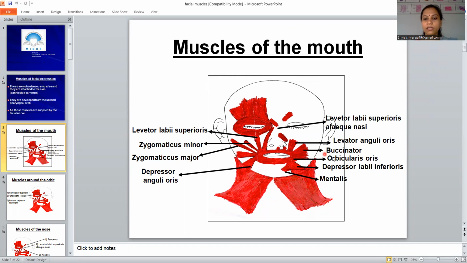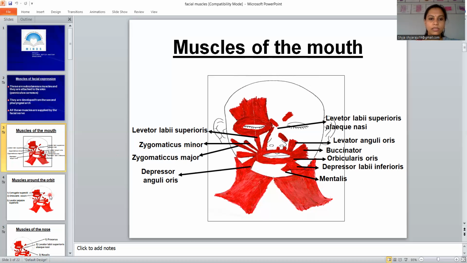Another one, levator anguli oris. It is going to elevate the upper lip again and it is inserted into the angle of the mouth. Okay, the buccinator we will deal with in detail later. Orbicularis oris, again an important muscle. We will come to the details of the orbicularis oris later. Depressor labii inferioris and the mentalis.